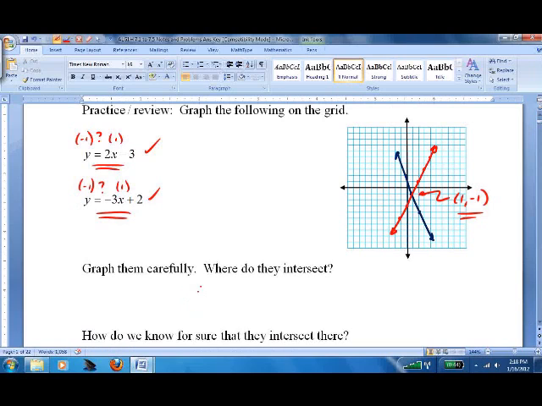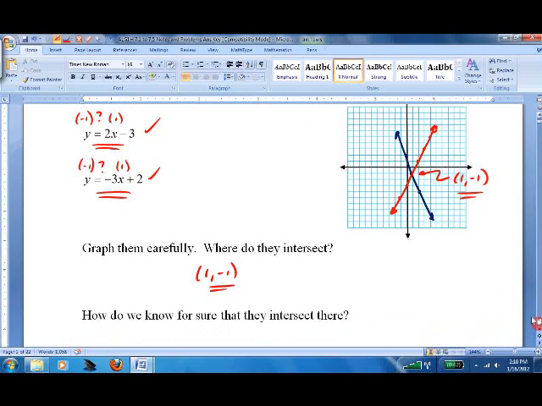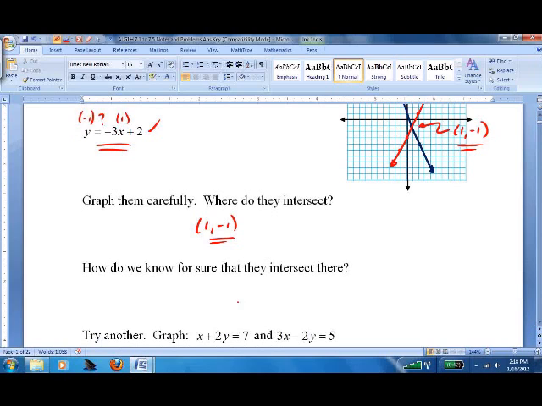So we just figured it out. They intersect at 1, -1. And we just answered this question too. How do we know for sure they intersect? We checked.